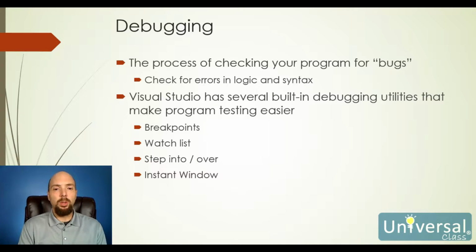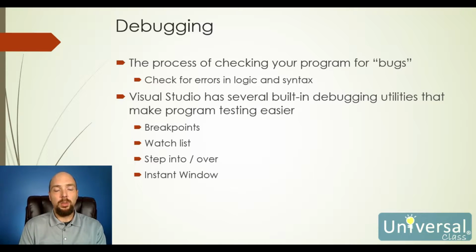We're also going to use some of the debugging techniques built into Visual Studio. Debugging is the process of checking your program for bugs or problems with your code. Those are going to be things like errors in your logic or your syntax. Visual Studio has some utilities built into it that allow us to easily debug our programs. There are things like breakpoints, which means I can tell the program to stop at a certain point in the program. There is the watch list, so I can keep track of values for specific variables.